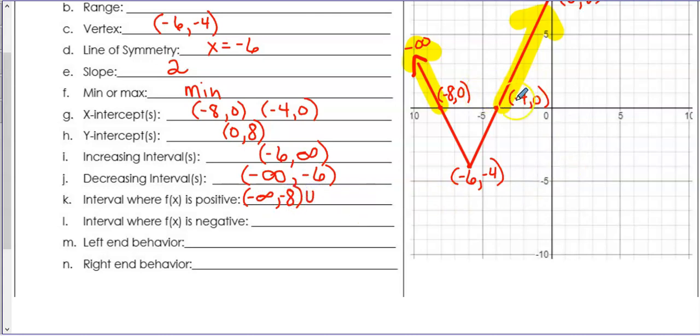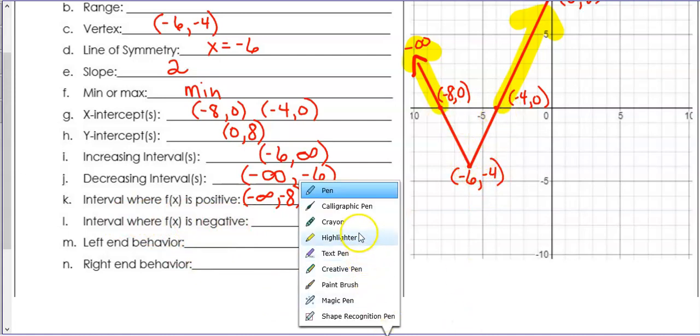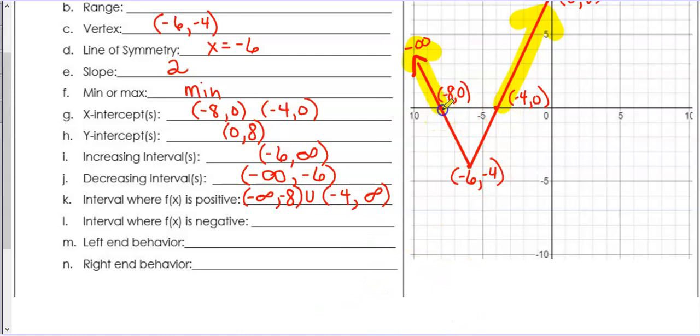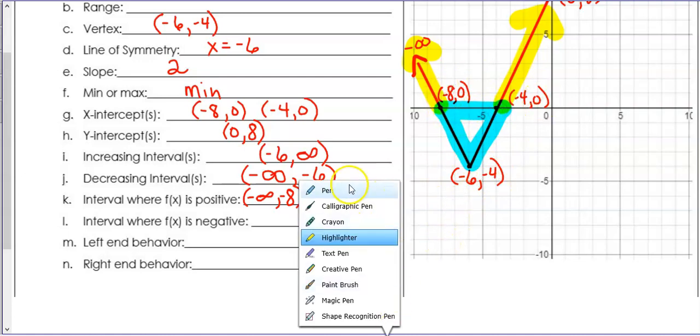Our or symbol, and the second one starts at -4 and goes to infinity. I'm trying to get that infinity right. It looks really weird. It's hard for my pen to draw the two little circles. So, all right, the interval where f of x is negative is down here underneath the x-axis. This teal part, which as far as the x's are concerned is actually this interval right here. So it's from -8 to -4.